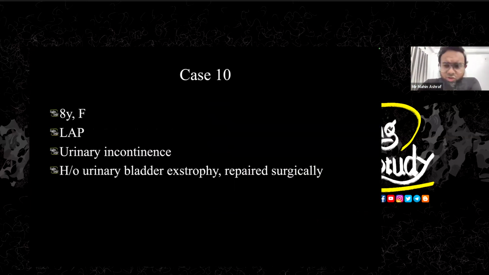This is an 8-year-old female patient who came with lower abdominal pain. There was a history of urinary incontinence, and urinary bladder extrophy was found at birth. That's an interesting congenital anomaly, and it was fortunately repaired, I think, at the age of 4 or 6, I have forgotten. The patient now came with urinary incontinence with some retention, and was referred to our center for further evaluation.